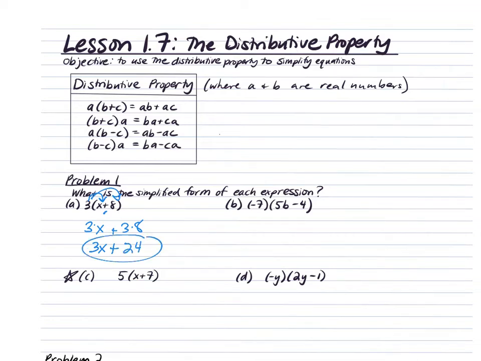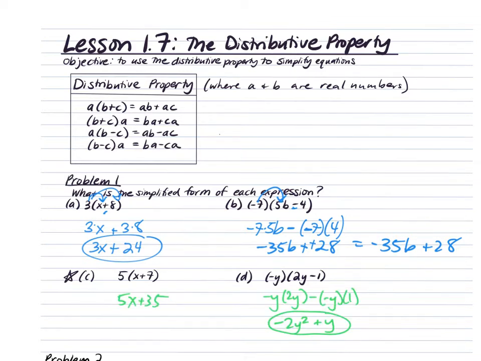And then how it works with negatives, right? This one's going to be negative 7 times 5b, and then minus negative 7 times 4. And then this simplifies to negative 35b, and then minus negative 28. Minus a negative becomes plus, so this becomes negative 35b plus 28. Okay, and then now we have 2 for you to try on your own. Press pause, and then check back for the solution.